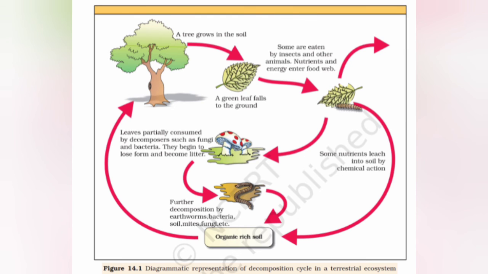At the same time, some nutrients leach into the soil by chemical action. All these things reach into the soil and the soil becomes organic rich. This is how total decomposition is achieved.